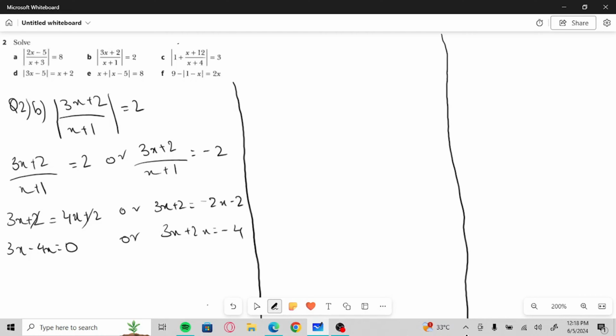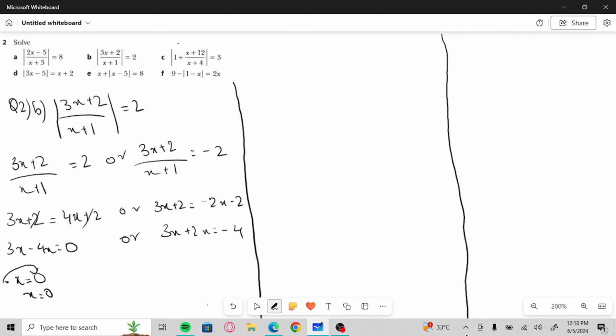So 3x minus 4x, we'll just say x is equal to 0, okay? Because the negative value of x will not affect it. It's going to be divided here. It will become 0. So x is equal to 0. Or 3x plus 2x is equal to 5x is equal to minus 4. And x is equal to minus 4 upon 5. So we have two values of x again.